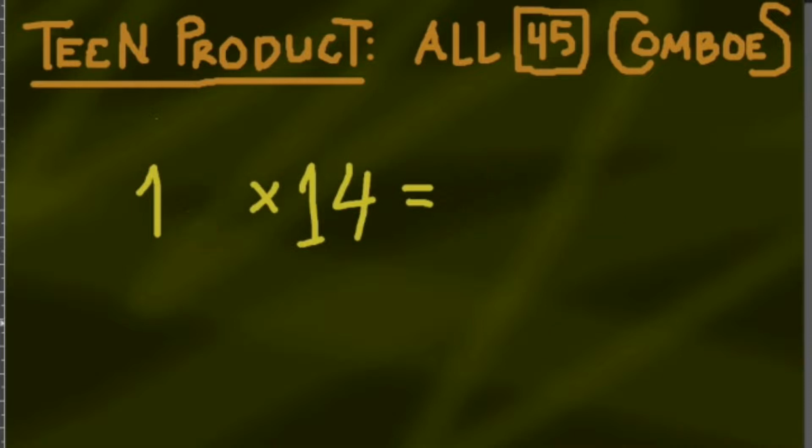Lastly, 19 times 14. This becomes 6 in the end with carry of 3. 19 plus 4 is 23. Plus 3 is 26. So 266.